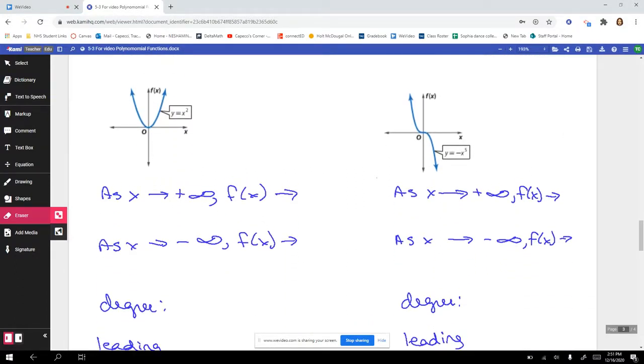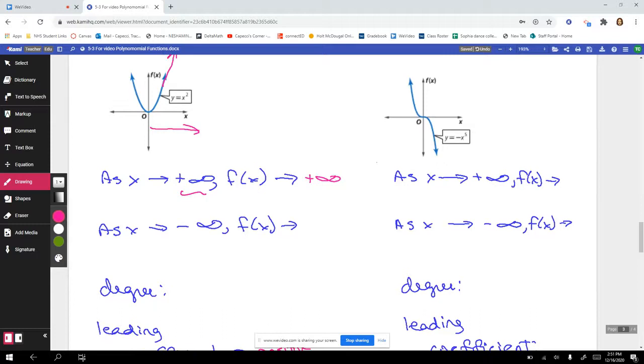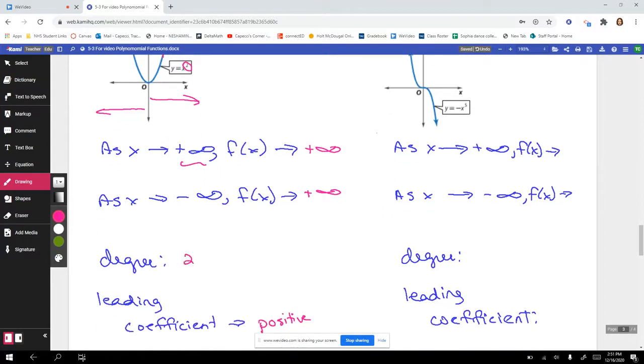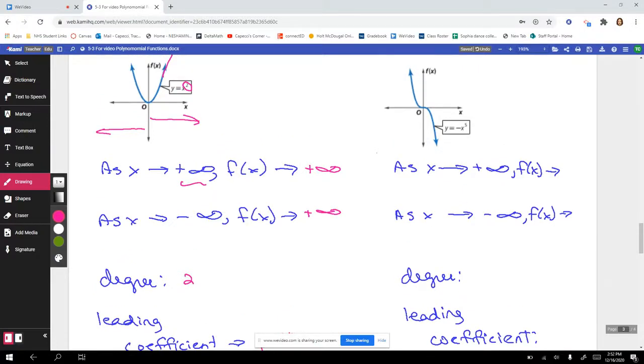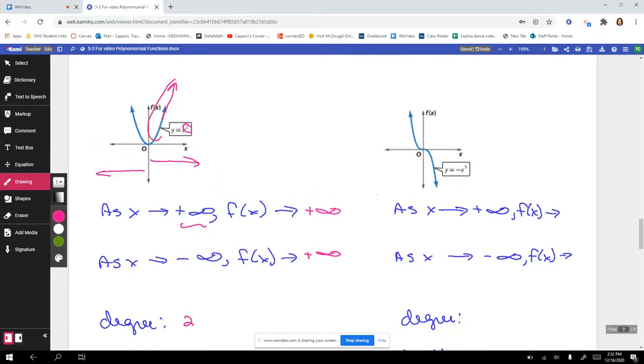So let's look at the first one. As x goes to positive infinity, that would be going this way, my f of x is going up, so that's also with the arrow on the end there. I know that value is going to keep going up. It's going towards positive infinity. Now, as x goes to negative infinity, going this way, in this graph, f of x is also getting higher, so that's positive infinity as well. Now my degree here is a 2. And my leading coefficient we know is going to be positive because we're paying attention to what's happening to my f of x towards the end behavior.